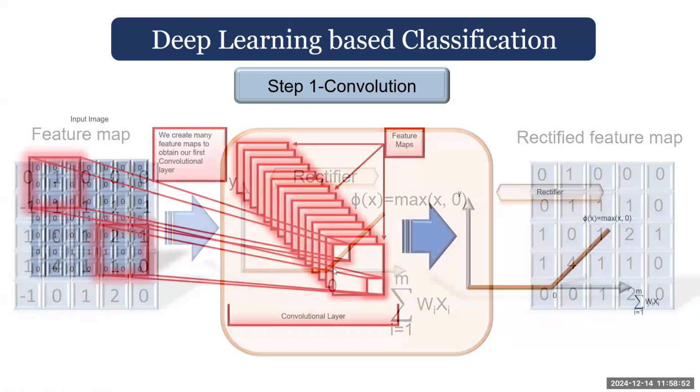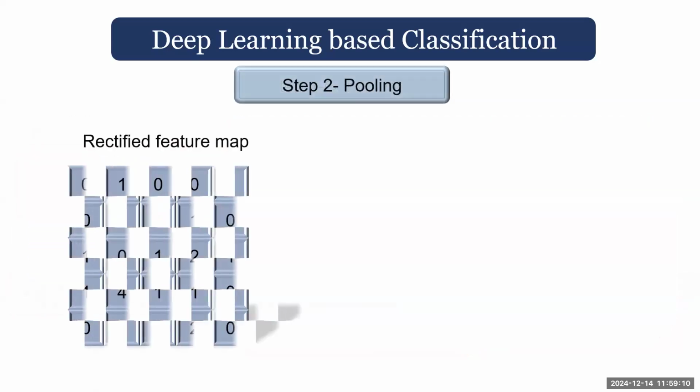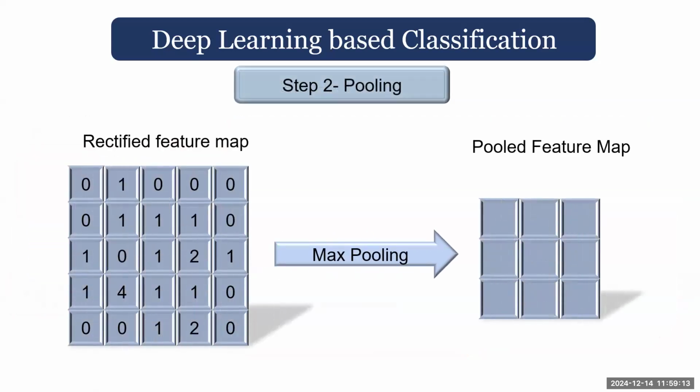Now that we have done this process, we took the image, did the convolution operation, got the feature map, and applied the activation function, in this case the rectified linear unit. So we got the rectified feature maps. And after that, we apply the pooling operation. So how does the pooling operation work? Here we have the rectified feature map. Now what we want to do is, because it is max pooling, again, there are different types of pooling operation.